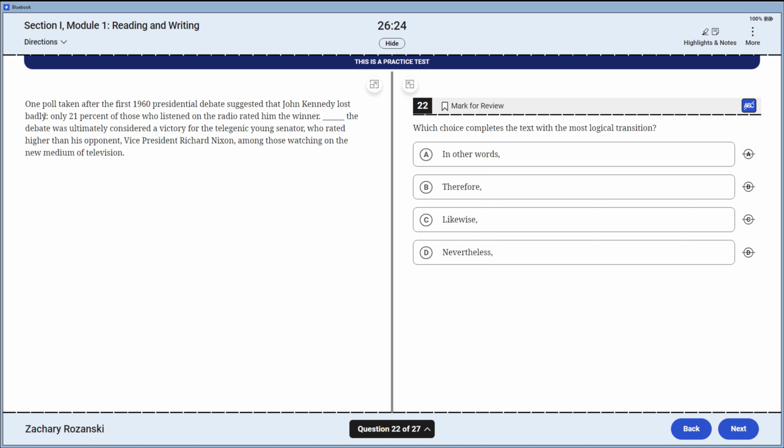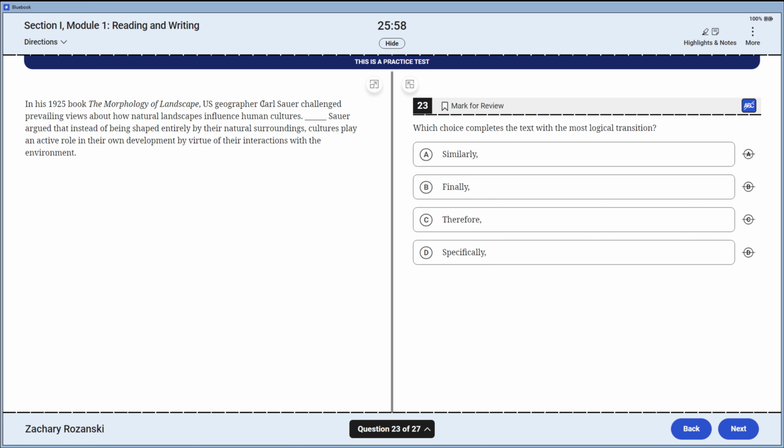I look to the left. I see this colon, which is exemplifying the thing to the left. The thing on the right of the colon exemplifies the thing to the left. This is exemplifying the lost debate of John F. Kennedy. Then I look to the right side. The debate was ultimately considered a victory. I've got some sort of contrast, even though the suggestion was that he lost. He eventually won. I'm going to go with nevertheless as my contrast here.